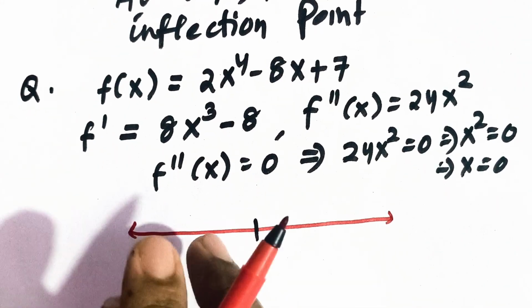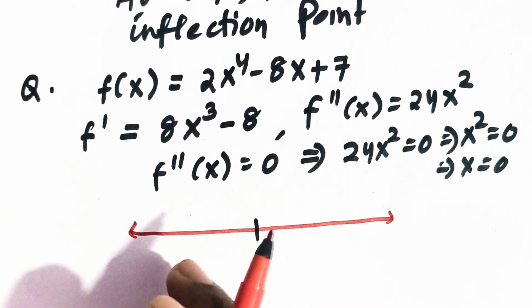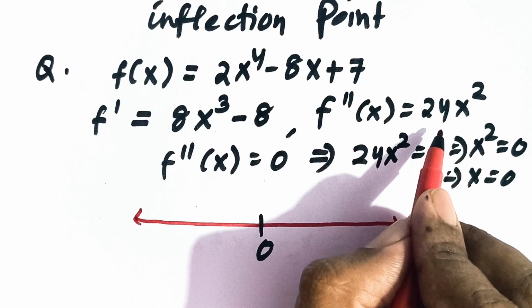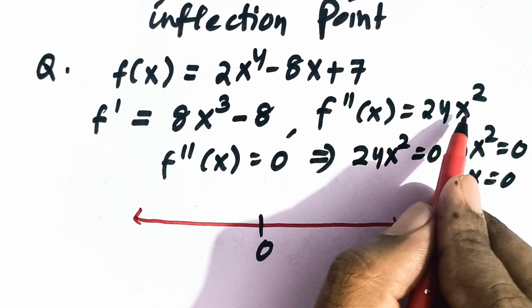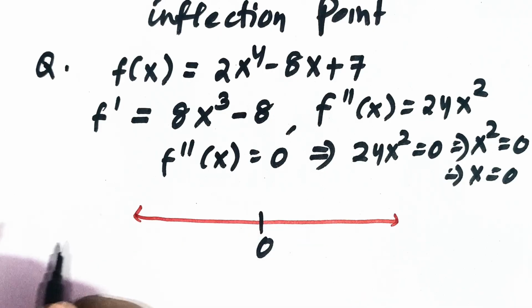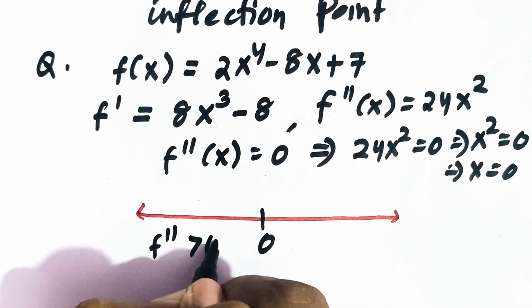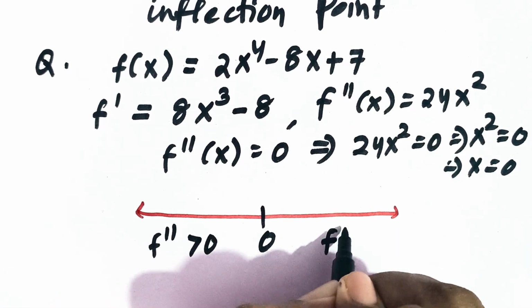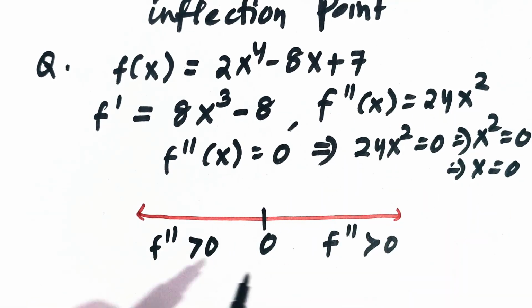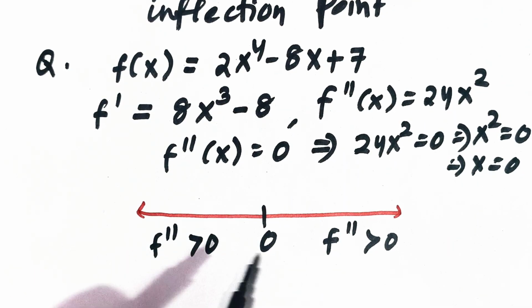In minus infinity to 0, in this part let us pick minus 2. So f double dash of minus 2 is 24 times minus 2 square, which is 4. 24 times 4 is 96. So f double dash is positive. So at all the points f double dash is positive. In this part also f double dash is positive, because for any point, the square is positive. So here we have positive throughout.